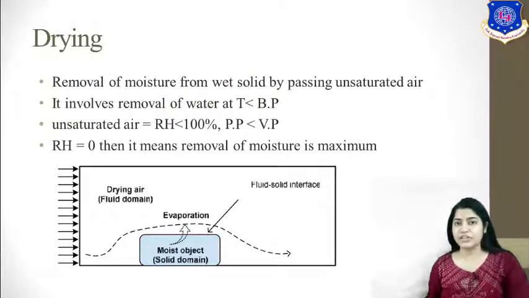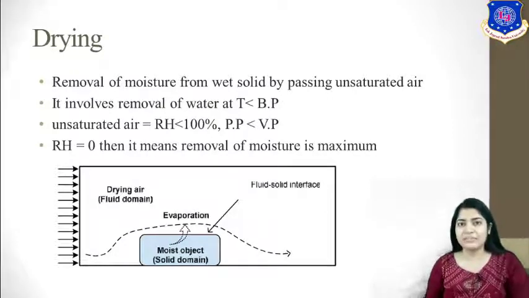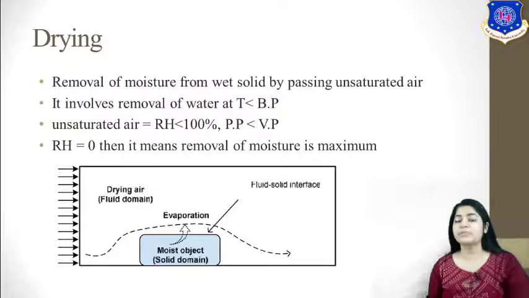So in humidification you studied what is unsaturated air, right? When the partial pressure of your water vapor is less than the vapor pressure of your pure liquid, then that is your unsaturated air. It involves the removal of water at a temperature which is below the boiling point of your liquid, right? So for unsaturated air, its relative humidity is less than 100% and the partial pressure is less than vapor pressure. So it means if your relative humidity is 0%, the moisture removal would be maximum using that air.